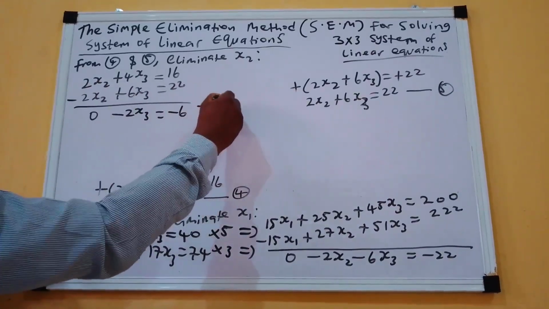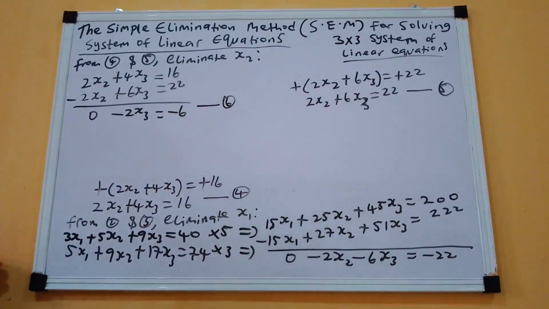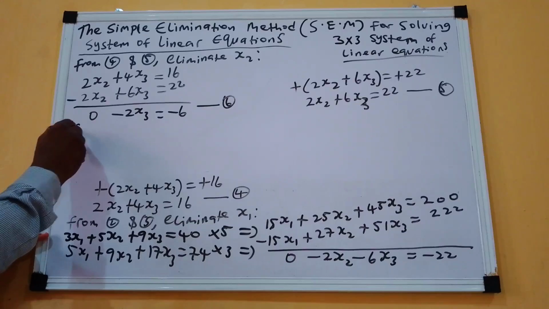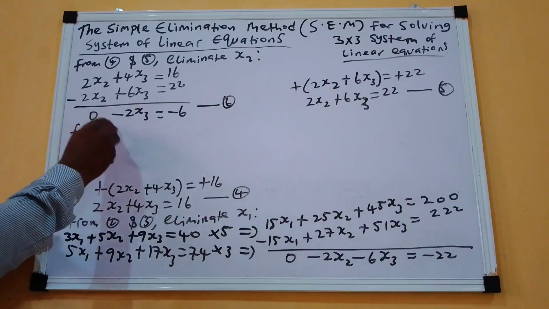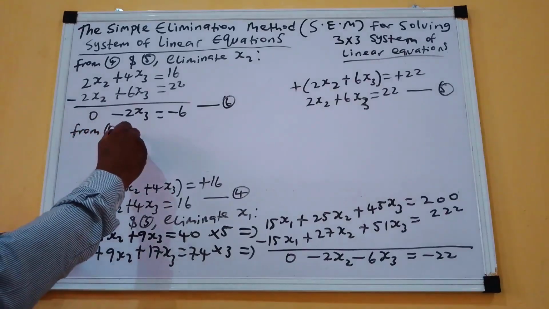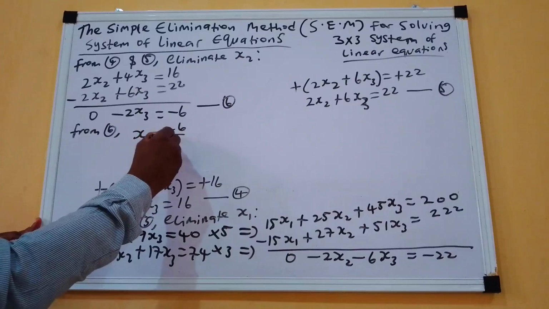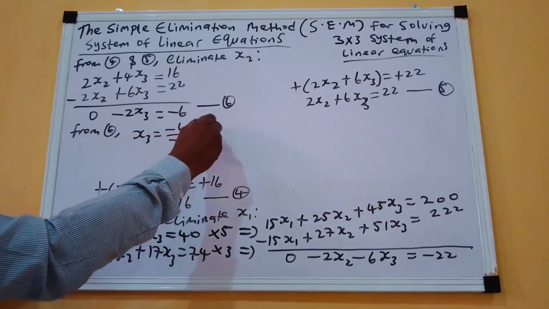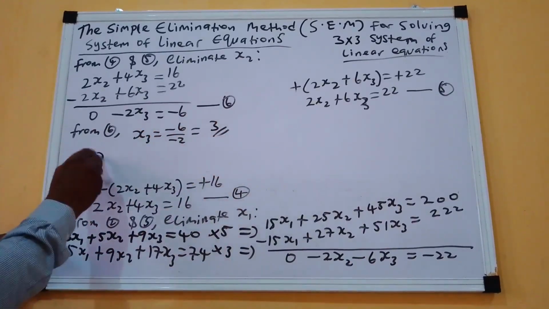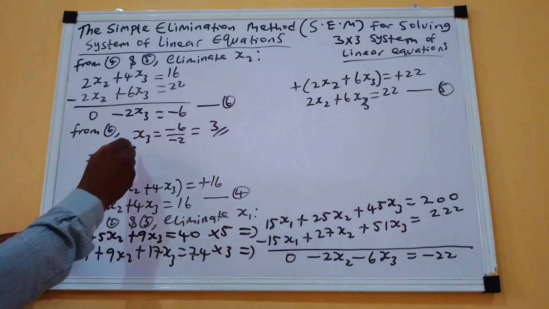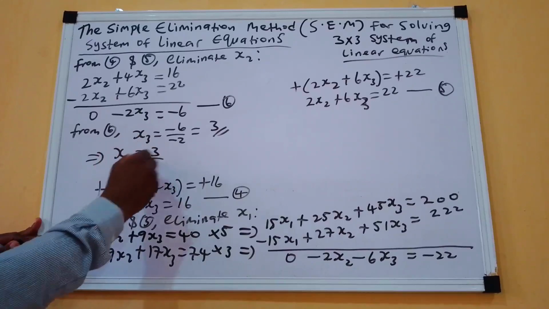Call this one equation 6. So from equation 6, we have x3 will be equal to minus 6 all over minus 2, and that is equal to 3. So this implies that x3 is equal to 3.